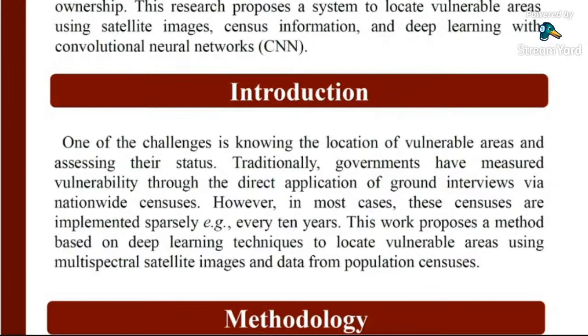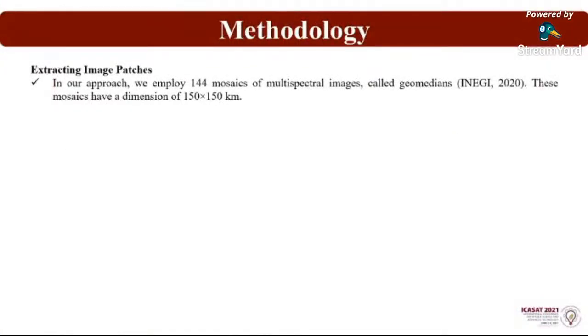Traditionally, governments have measured vulnerability through the direct application of ground interviews via nationwide censuses. However, in most cases, the censuses are implemented sparingly, every 10 years. This work proposes a method based on deep learning techniques to locate vulnerable areas using multispectral satellite images and data from population censuses. One of the first steps described in the poster is the creation of the database.